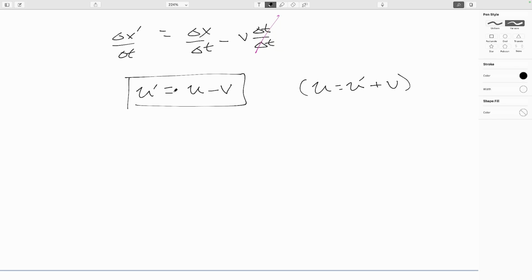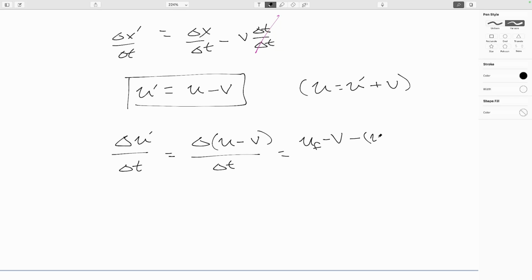So the acceleration will be the time rate of change of the velocity. So the acceleration that s prime measures would be the change in our value u prime with respect to time. And this will be the change in the quantity, the velocity that s measures minus this constant value v, over the time. All right, so we can do the same thing. This will be u final minus v. v is just a constant, so we can just do that. This will be minus u initial minus v, over delta t.